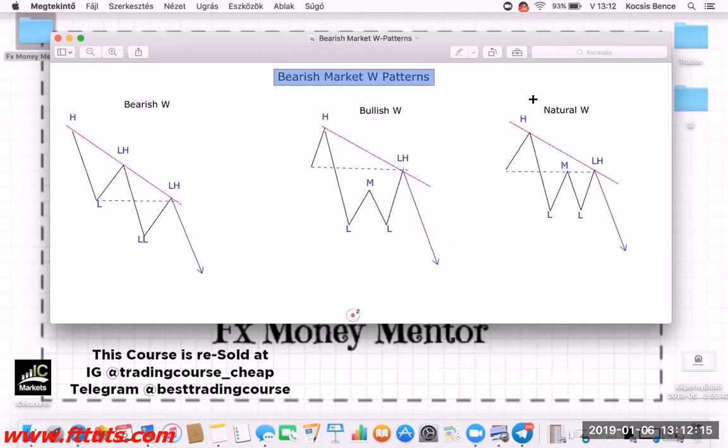We have a third one, the natural W. When you have a high, you have lows, you have a middle, and after you have a lower high, the lower high is connecting with the trend line and it finds a strong support and resistance zone, and after the price continues to the downside.